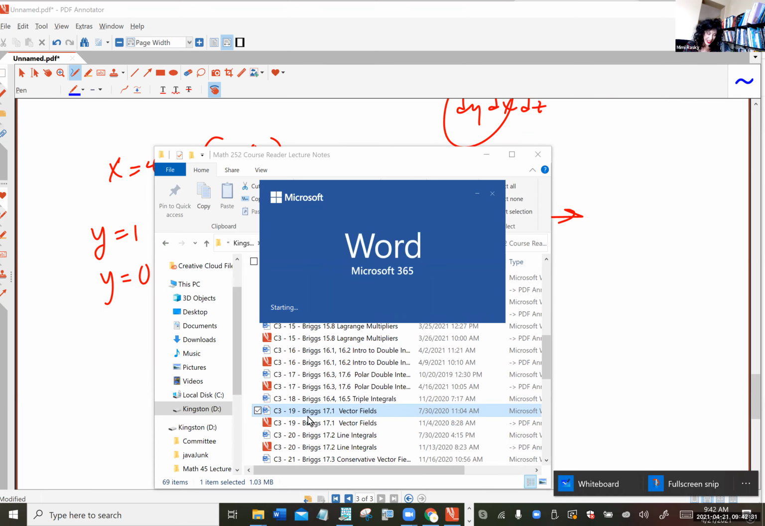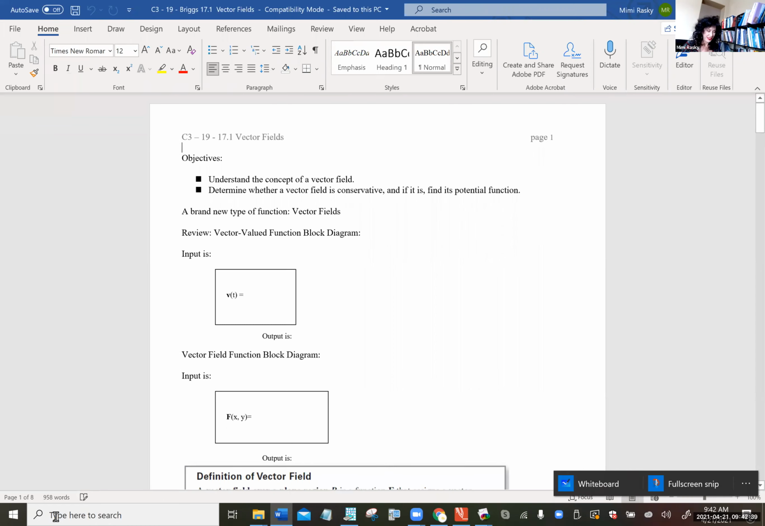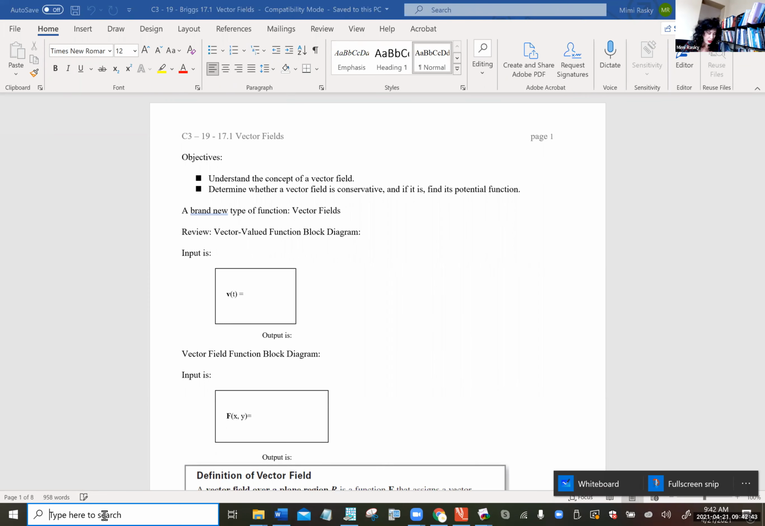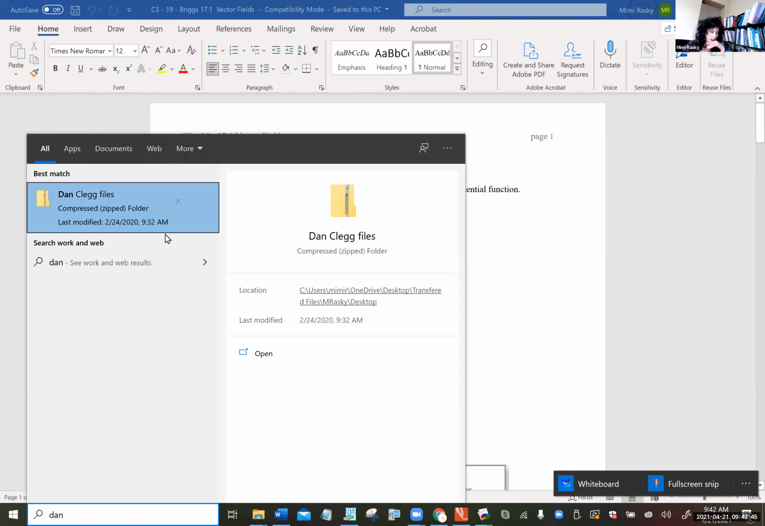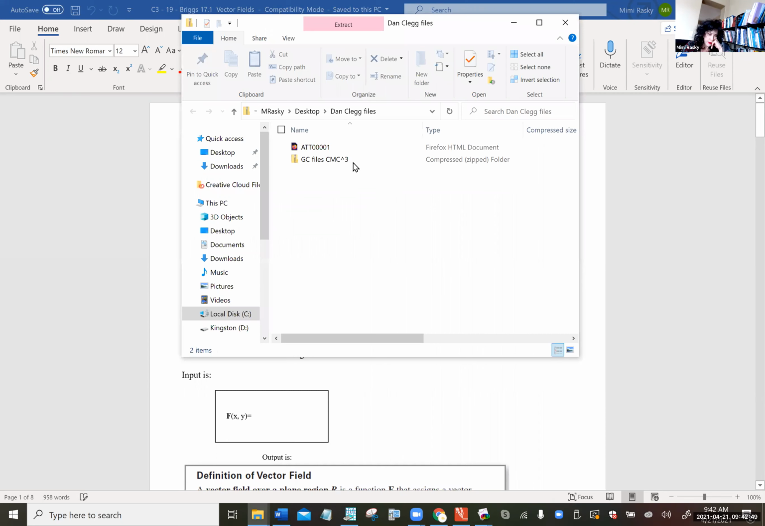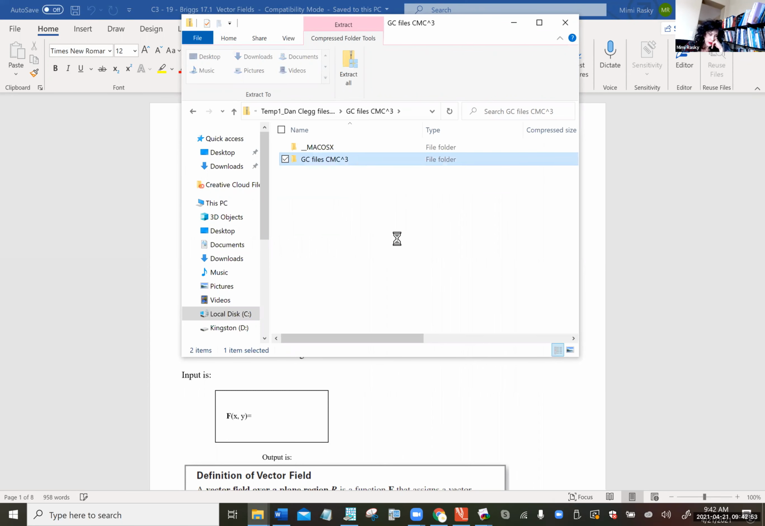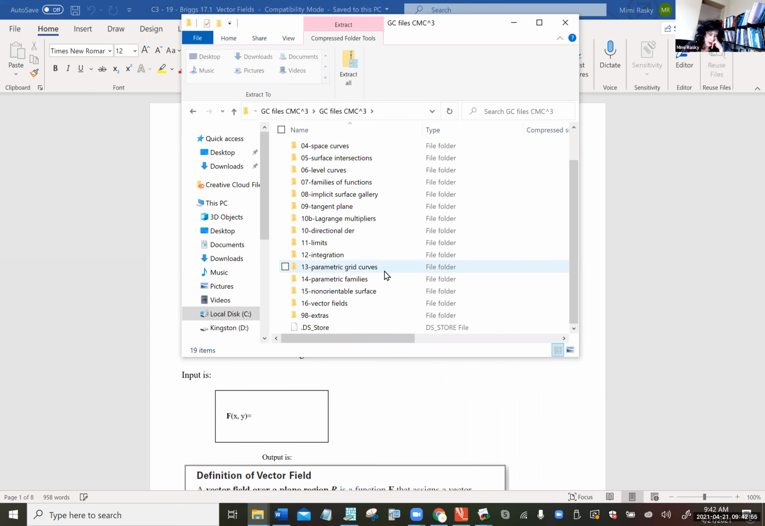What is a vector field, people? It's a function. It is, yeah. Well, what kind of function? Well, it's a special kind of function, but I wanted to show you some graphs of vector fields first. So let me just get there. I got all kinds of goodies here. Vector fields. Yeah, that's it.